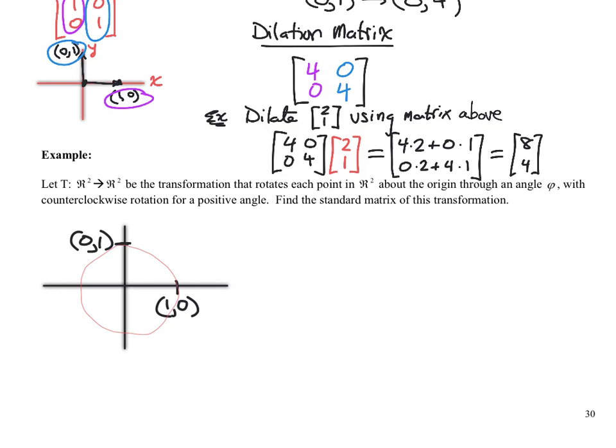Fill. I think I have to decide on the fill before I actually draw it. Well, whatever. Perfectly sufficient circle. All right. So it's rotating about the origin through an angle of phi with counterclockwise rotation for positive angle. So phi, theta, whatever. It's a Greek letter. Who cares?